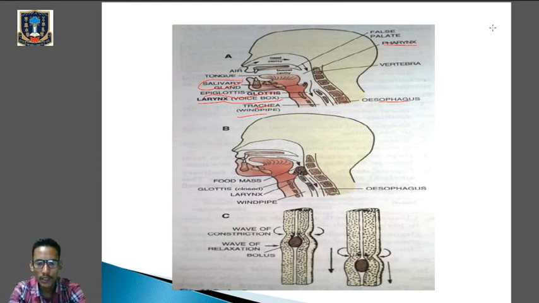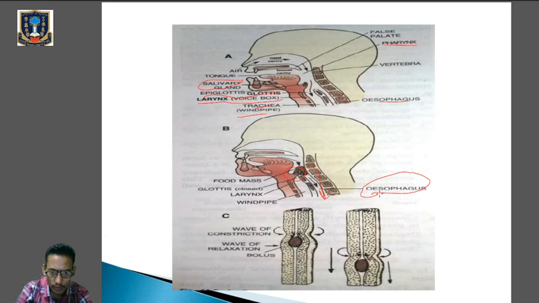Can you see the second figure? So over here, the trachea or the windpipe is closed by the help of the epiglottis. Okay, so the only way for the food bolus is to pass through the oesophagus. So you can see the arrow over here. Due to the wave of constriction and wave of relaxation in the oesophagus, the food or the bolus will move through the oesophagus and reach the alimentary canal where digestion occurs.